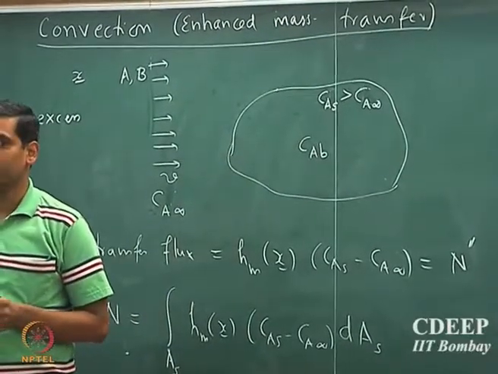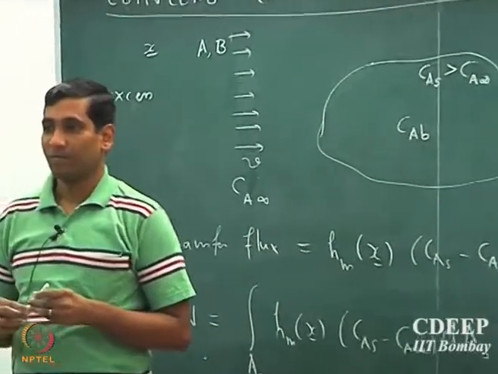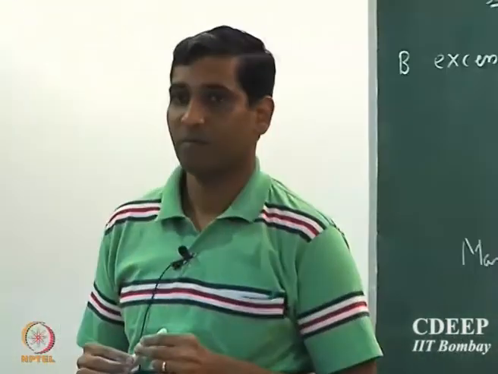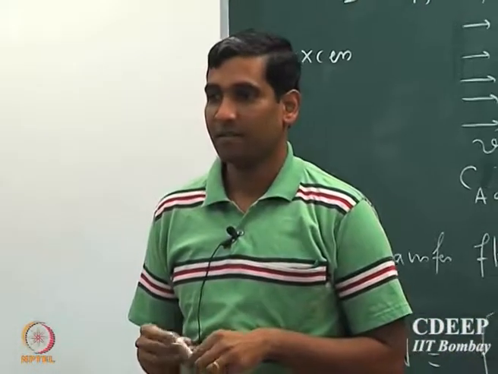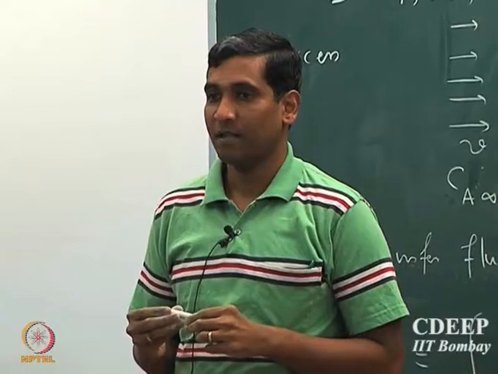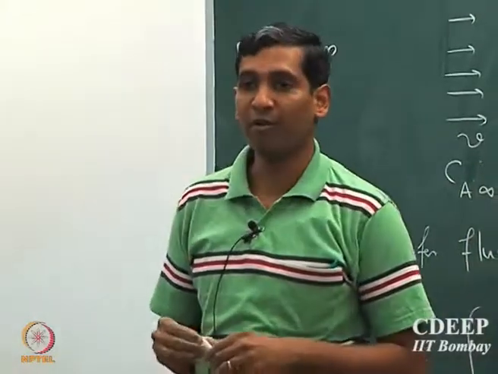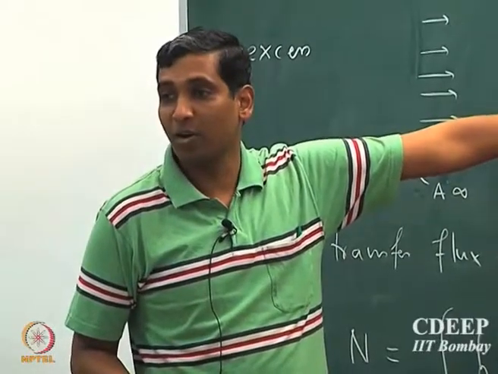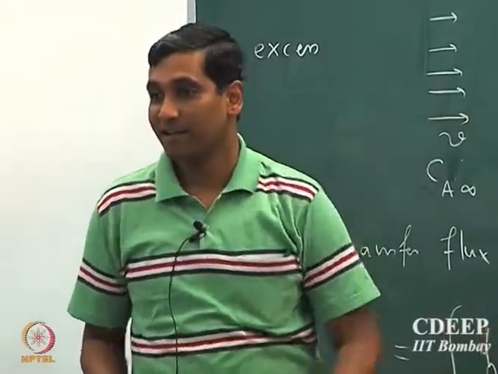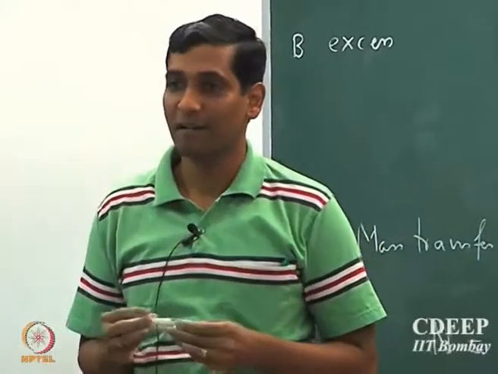Will that be the same? So what will it be? How do we find CAS? Is it a measurable quantity? It's the concentration at the wall. So how do we find it? Let us assume that it's a well mixed system inside here. The bulk concentration is the same everywhere. Is CAS still a measurable quantity?